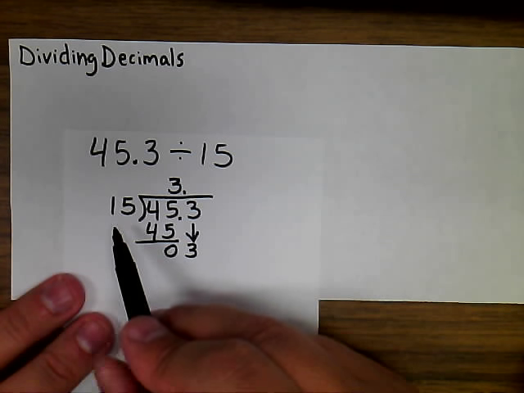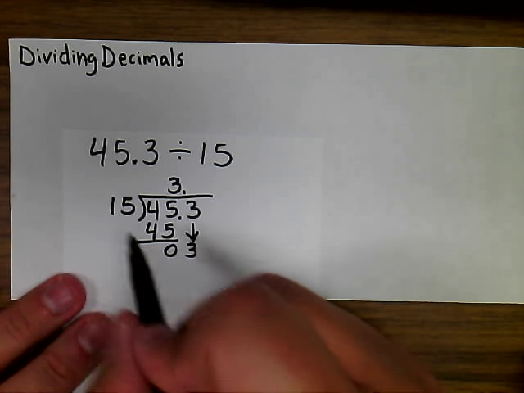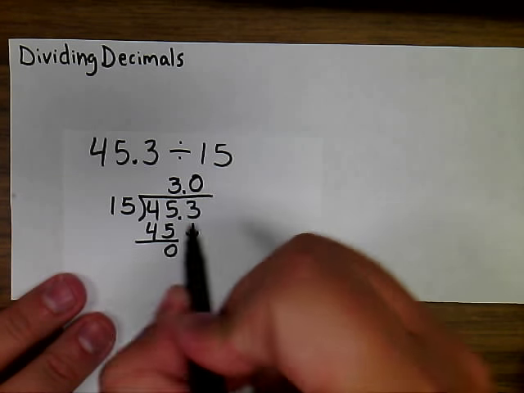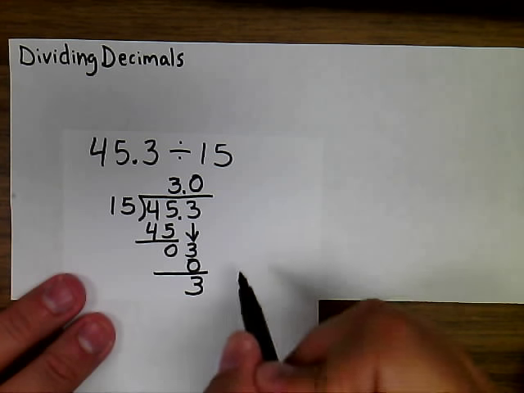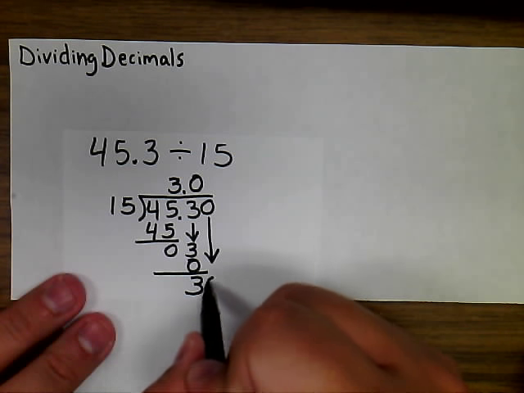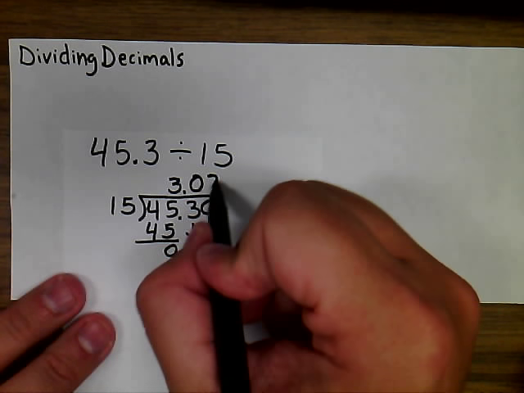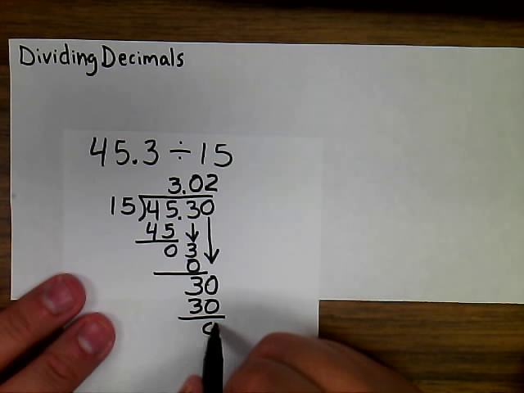So you want to make sure that even though 15 doesn't go into 3, we still have to answer the question and say 15 goes into 3 0 times. 0 times 15 is 0 and a remainder of 3. And at this point, and only at this point, can we then add a 0 and bring it down. 15 goes into 30 2 times. 2 times 15 is 30, and you now have no remainder.